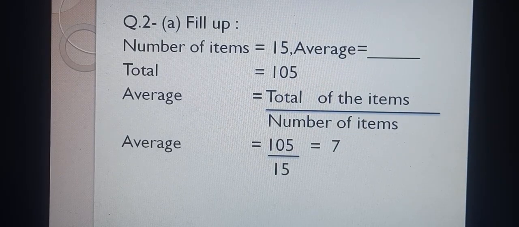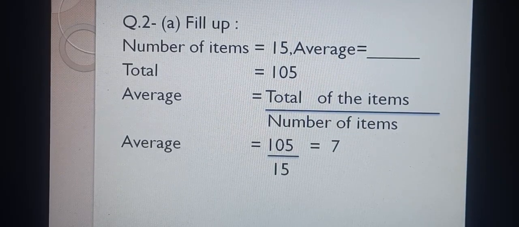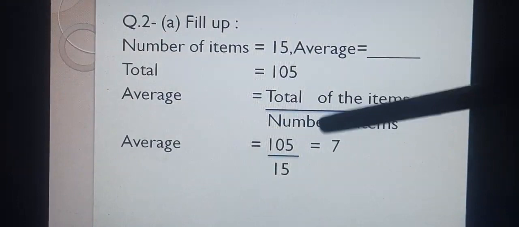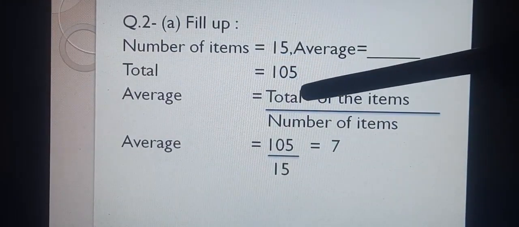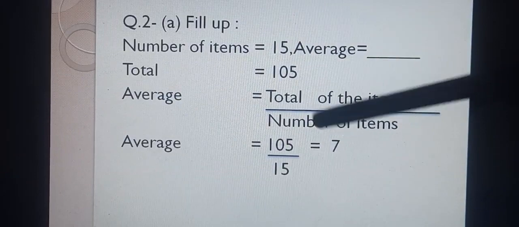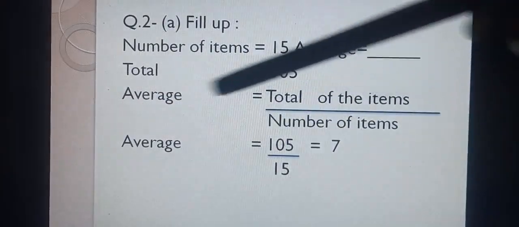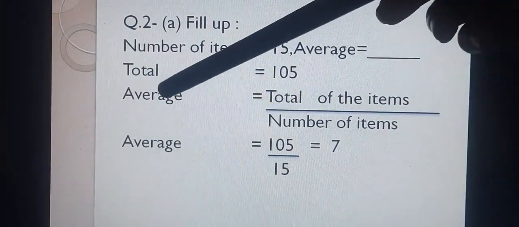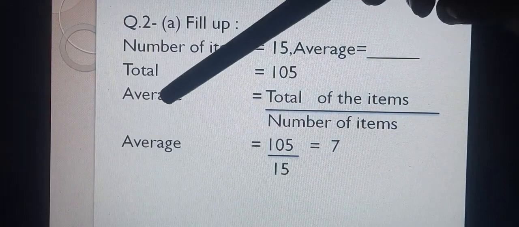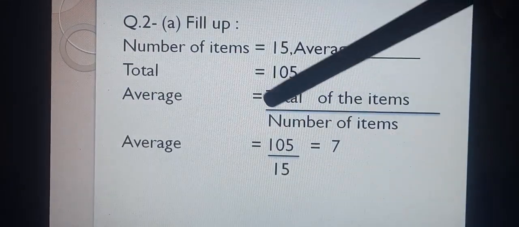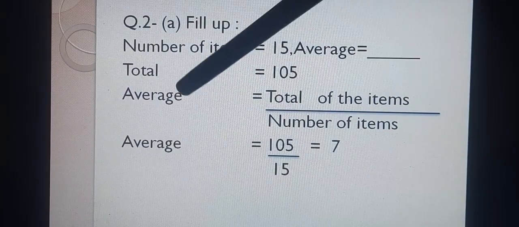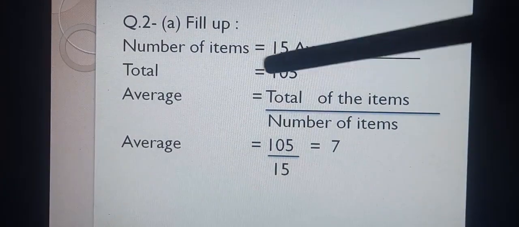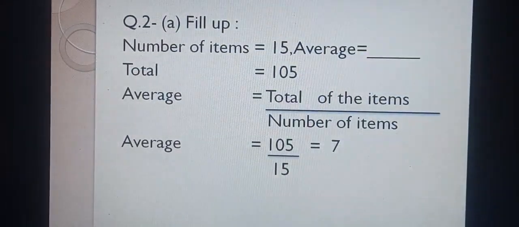Understood? All the questions are based on the formula. If you have learned this formula, average is equal to total upon number of items, then you can find out total is equal to average multiply number of items. Number of items is equal to total divided by average. We can do shifting, both the terms will interchange. Number of items will shift here, average will come here. And when we are calculating total, then total is equal to average multiply by number of items. So the whole exercise is based on this single formula.